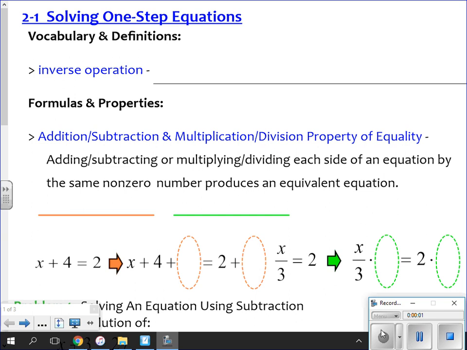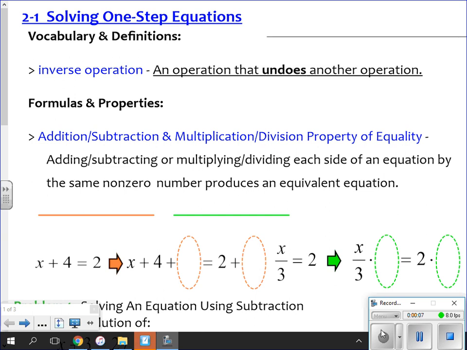Starting chapter 2, the first section is solving one-step equations. So, our definition for today, inverse operations: an operation that undoes another operation.